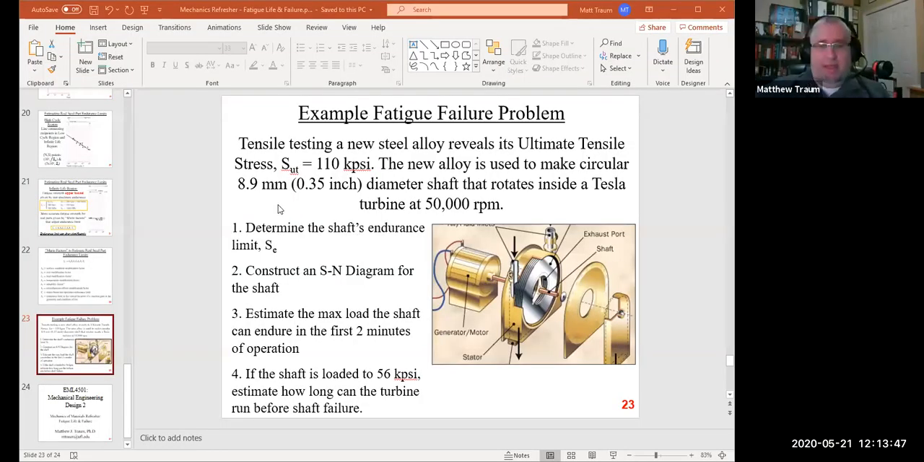So awesome. I do have posted up on Canvas an example problem that goes through how to generate the SN diagram and then how to determine basically the lifetime of a sample artifact. And I'm super excited about this one.